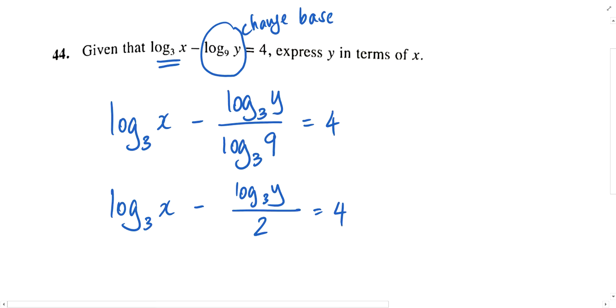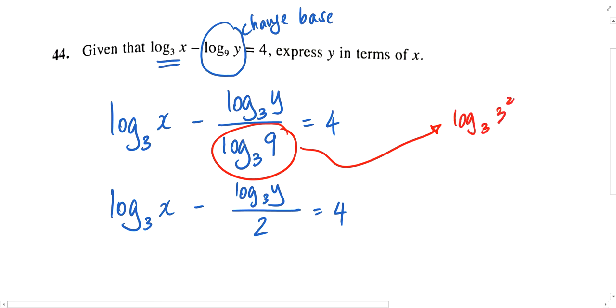Right now, anybody needs help? Why is it that log base 3 of 9 will magically become 2? Over here, 9 is a very special number. It is a perfect square. So log base 3 of 3 squared. Do you need me to continue? So we have 2 log base 3 of 3. So from here it becomes 2.